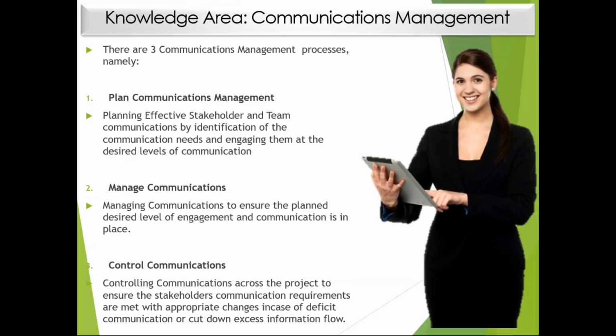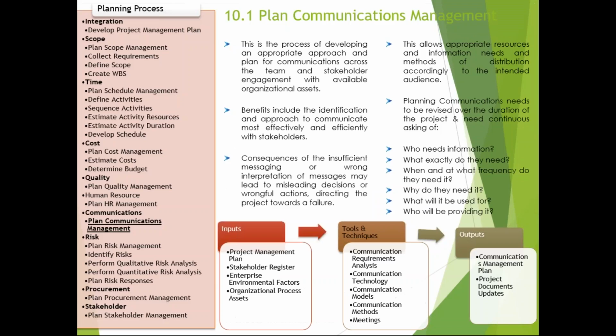And if any change is required in the communication, maybe initially you planned that you were only going to be sending out emails on a monthly basis, but then you don't think it is effective anymore and the stakeholders are getting jittery about it, then you might have to increase the frequency, or you might have to create a portal in which you have dumped all the information and any stakeholder can go and pull the information as per their requirement rather than waiting for you to send them the email. So is it push, pull, interact? What is the method? All of that, you're going to control eventually, which is to ensure stakeholders' communication requirements are met, with appropriate changes in case of deficit communication or cutting down excess information flow. That is what we have in control communication.